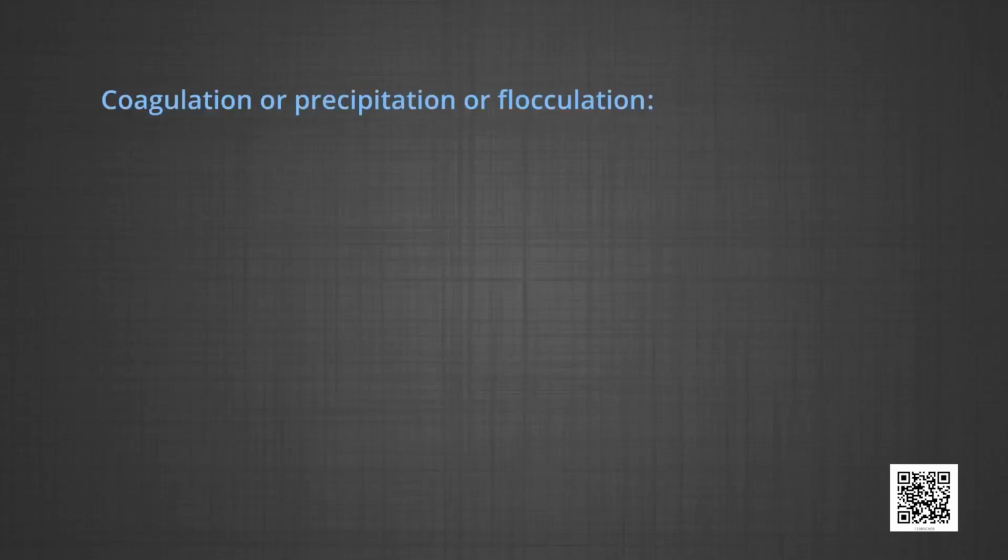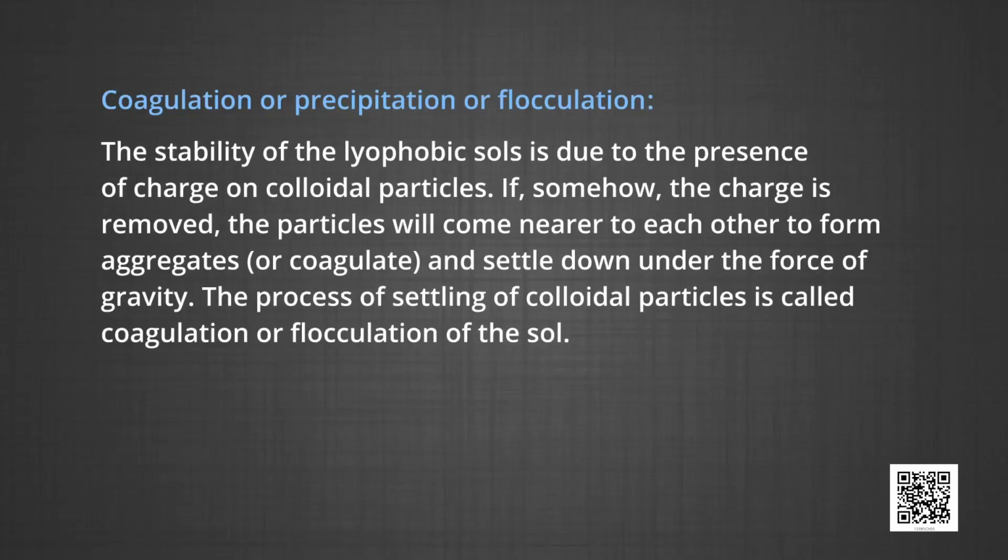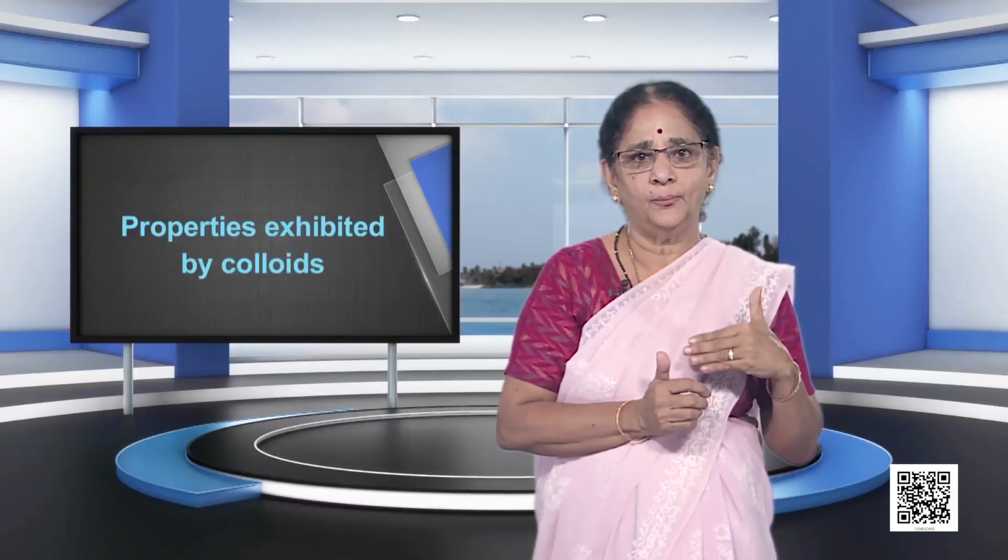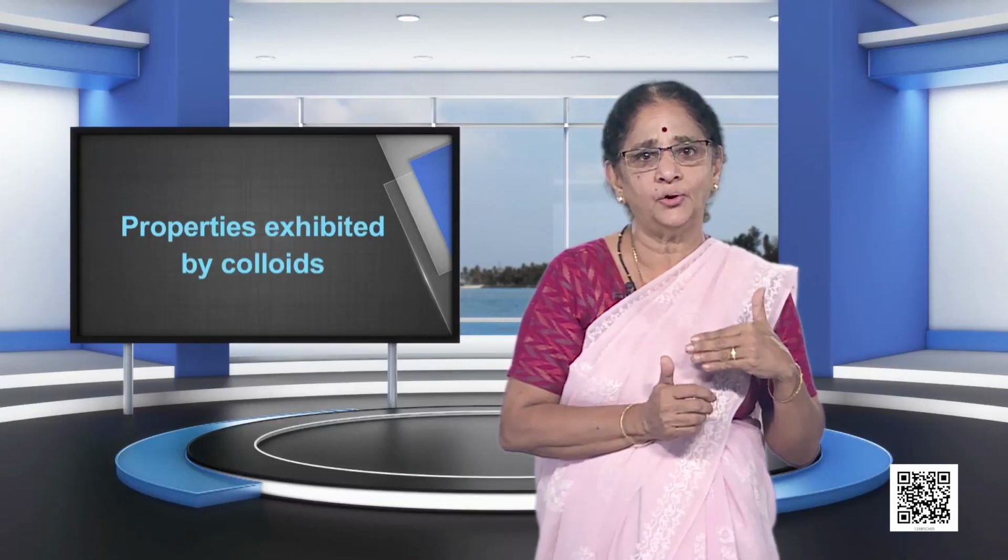Number 4, coagulation or precipitation or flocculation. The stability of the lyophobic sols is due to the presence of charge on colloidal particles. If somehow the charge is removed, the particles will come nearer to each other to form aggregates, or you can say coagulate, and settle down under the force of gravity. The process of settling of colloidal particles is called coagulation or flocculation of the sol. The coagulation of the lyophobic sols can be carried out in the following ways.